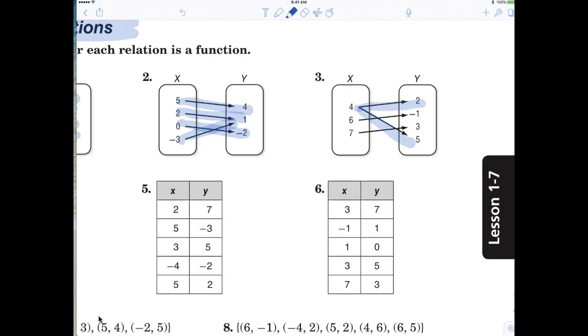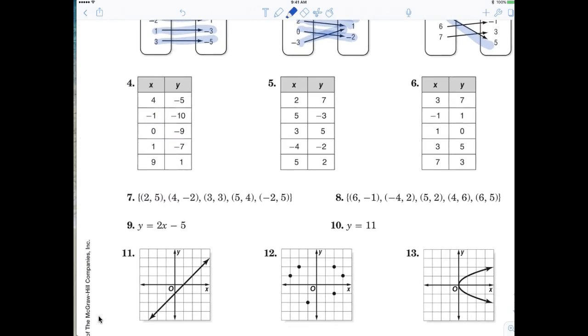All right, to determine if a relation is a function, all you have to do is look at the x values. If the x values are all different, you're good. All right, if the x value is used twice, it's no good. All right, so looking at number 4, all you have to do is look in this column right here. Are any of the numbers repeated? No, so that is a function. That's it. That's how simple.